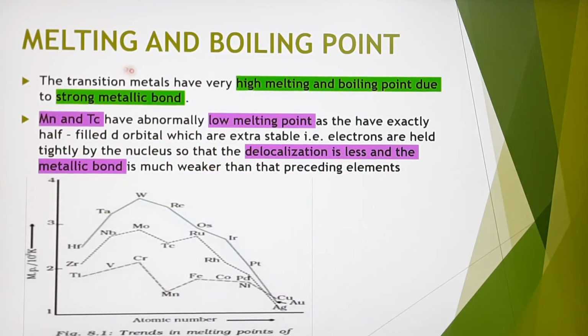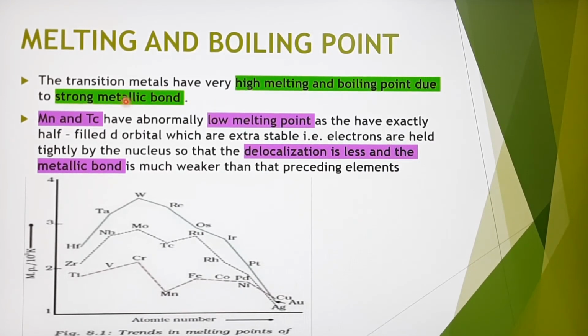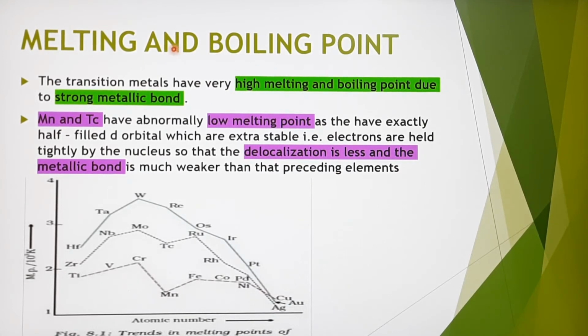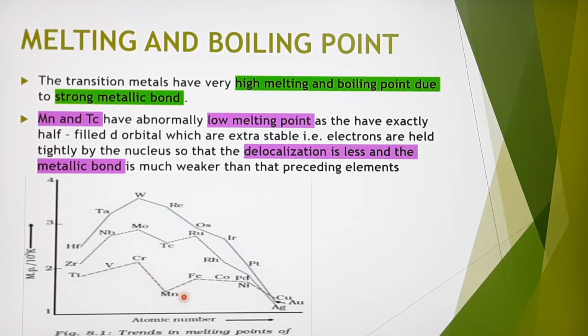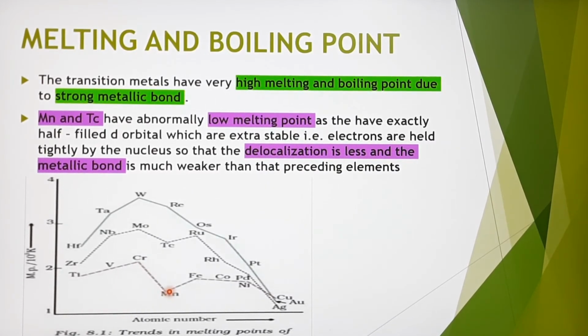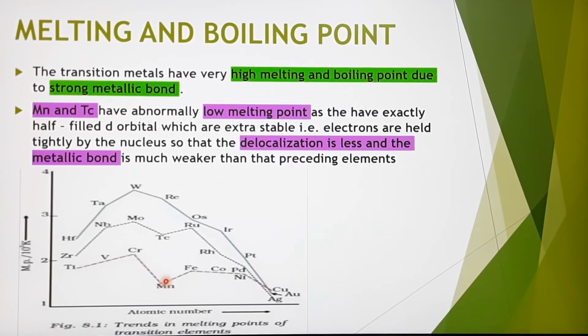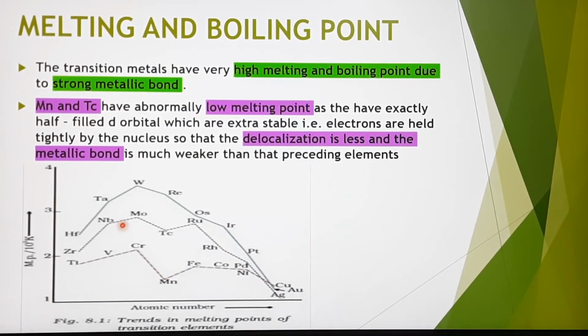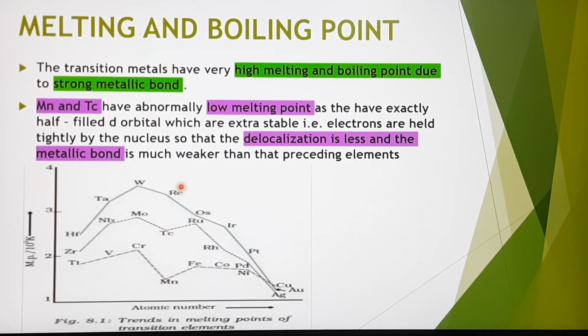Next property is the melting and boiling point. Obviously melting and boiling point depends on the strength of bond. So because in transition elements metallic bonds are strong, that's why they have high melting and boiling points. From the graph it is clear how the melting point varies. At the start of the series melting point increases up to chromium, then there is a strong dip in the melting point of manganese. Similarly in the second transition series for technetium, and in the third transition series for rhenium.